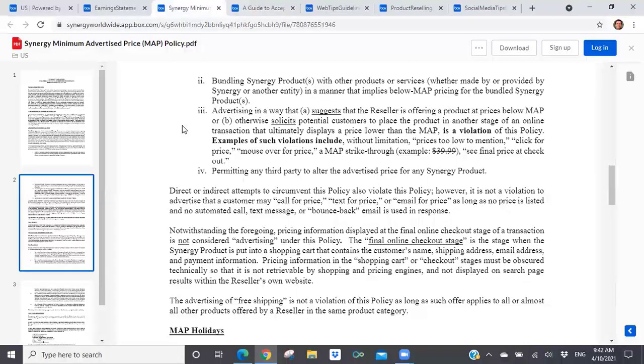That's the minimum pricing. Whatever Synergy has for one box, if you're showing two boxes, the minimum price for Synergy worldwide is $120. If it's 3 boxes, it's $165. If it's 4 boxes, it's $200. So you can't show less than that. But if you didn't want to put pricing up there, you could always put, call me for price.